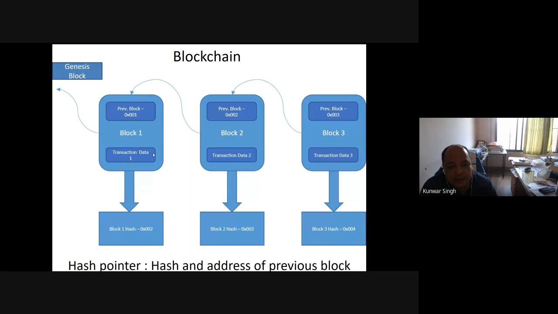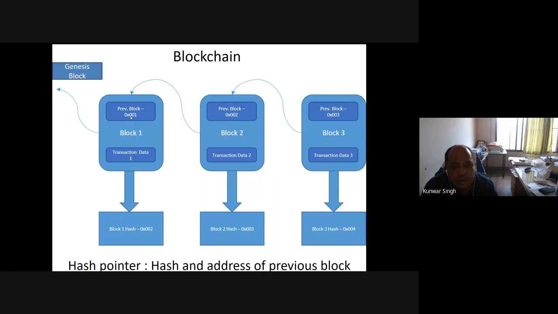The size of a block is generally 1 megabyte. I don't know exactly how much, but let's say the block size is 1 megabyte. So there will be some transactions, depending on the size of the transactions. Let's say 5 transactions are here. And then you will have this place, which is called the hash pointer. So a hash pointer is basically the hash and address of the previous block. This part will be the hash of the previous block and the address of where it is kept. This is called the hash pointer.